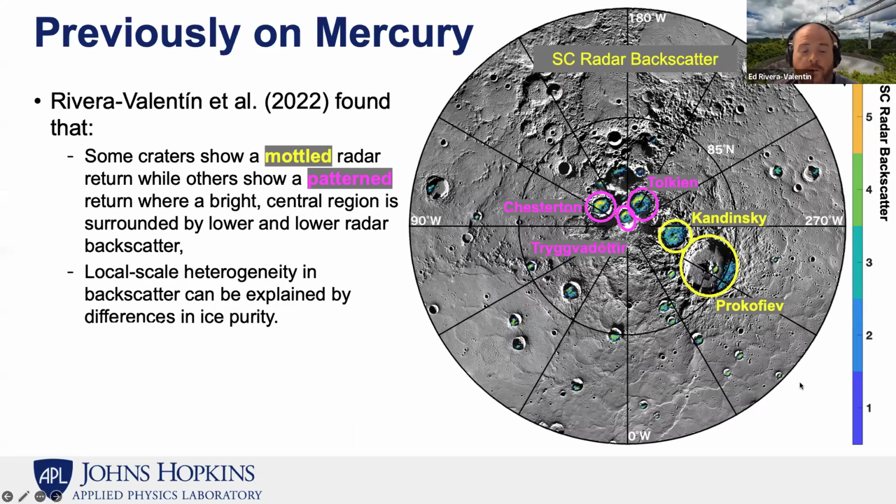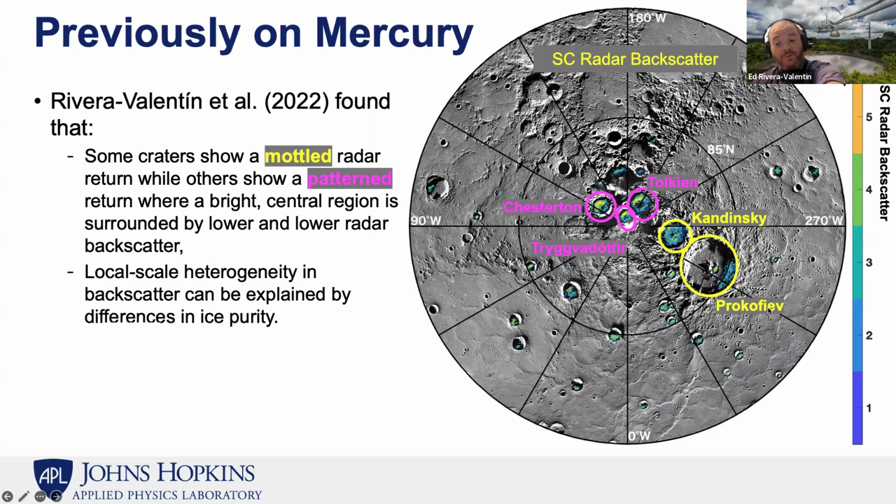So after staring at that map for a while, one thing I started to notice is that there are kind of two general patterns that the backscatter over the PSRs occupy. The first one is the magenta pattern here that I'm highlighting for craters Tolkien, Chesterton, and Tryggvadóttir. Those you can see have a clear gradational pattern where you have a central super bright region, clustering in yellows, then surrounded by oranges, greens, blues, a very nice gradient.